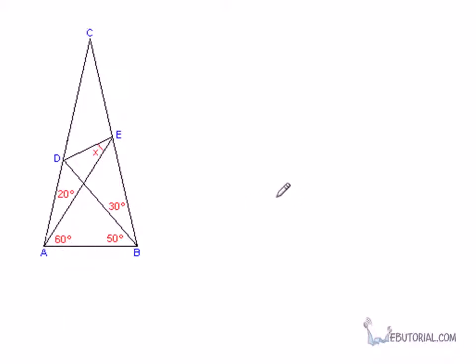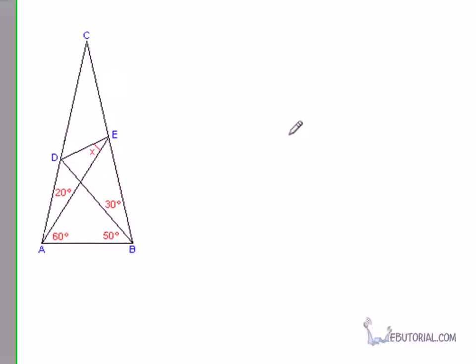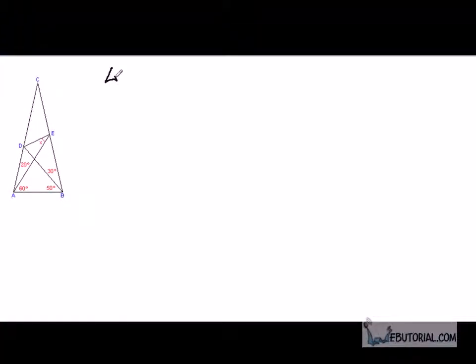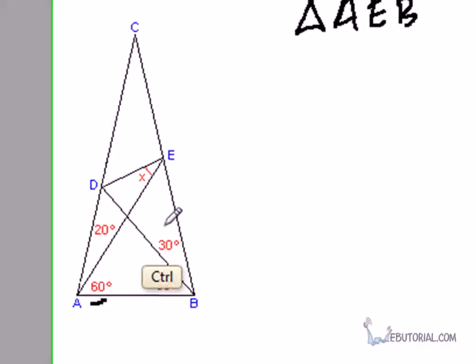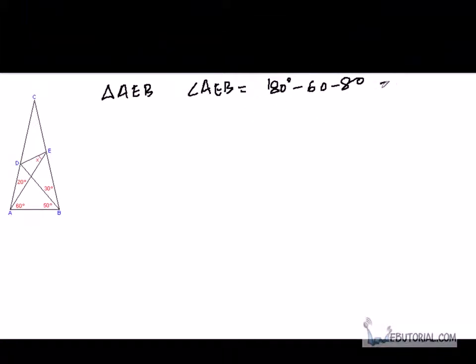First of all, let us try to find whatever angles we can find, and we can see that in triangle AEB, angle AEB will be 180 minus 60 minus 80. 60 is from here, 80 is from here. This is the angle that we are trying to find. So what we can write over here is that AEB is 40 degrees. So this angle is 40.